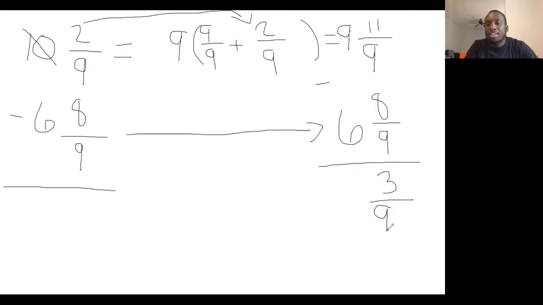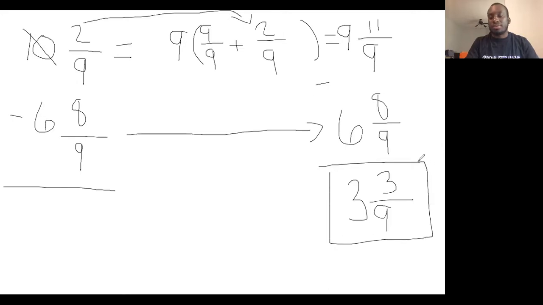And my denominator is going to stay the same, which is 9. So my final fraction answer is 3 ninths. My step 7 is to subtract my whole numbers. 9 minus 6 equals 3. My step 8 is to box or circle my answer. My final answer is 3 and 3 ninths.